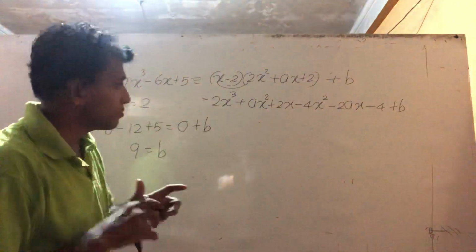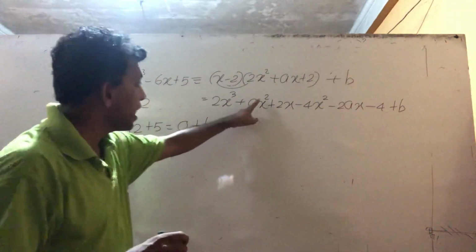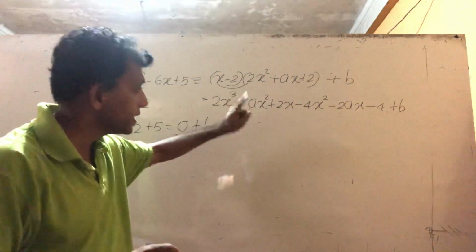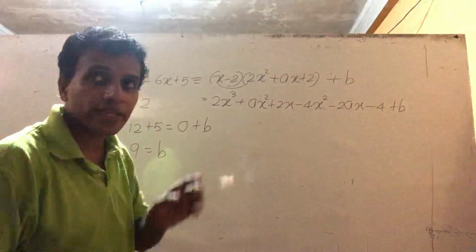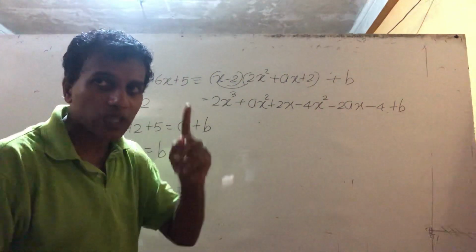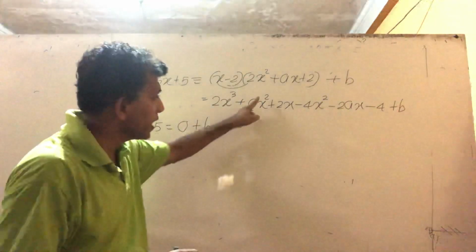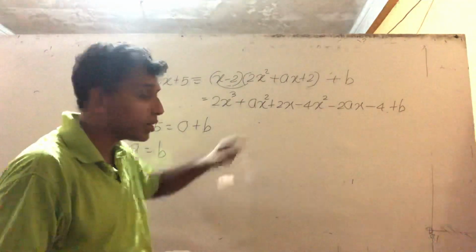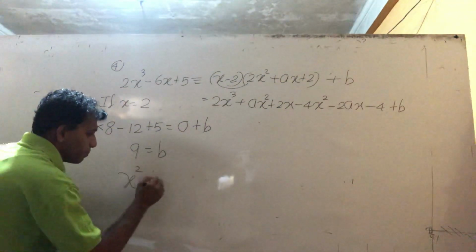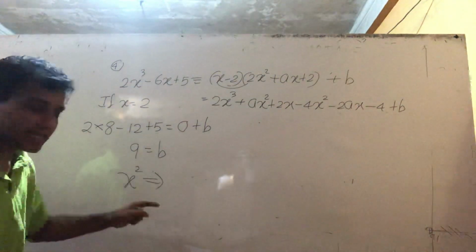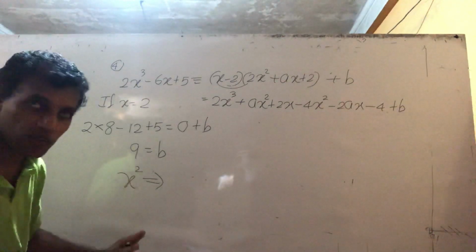Now see, I need to find the answer for a. A is available here, and here also a is available. Therefore, I equate the coefficient of x squared. Here in front of x squared, a is available, so I write it like this for x squared. This means equating the x squared coefficient, right?